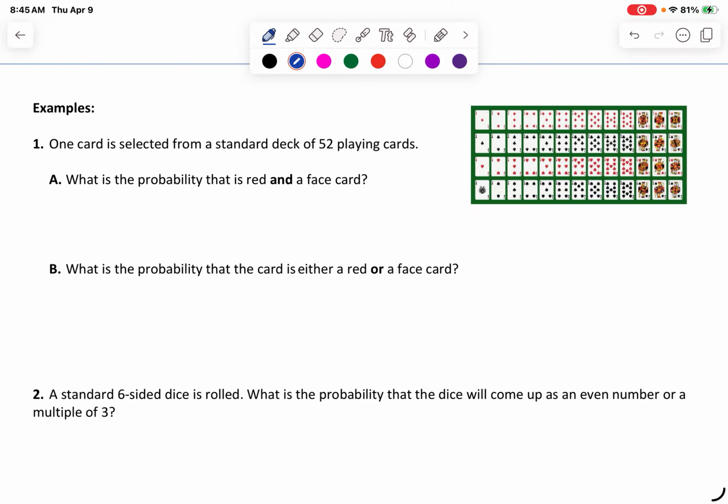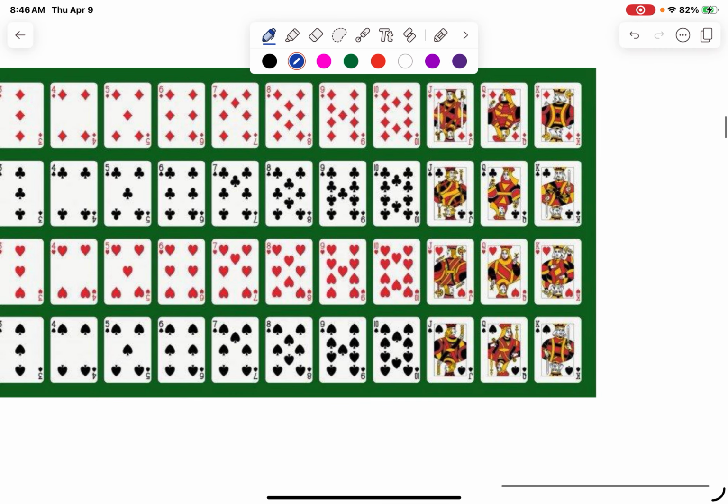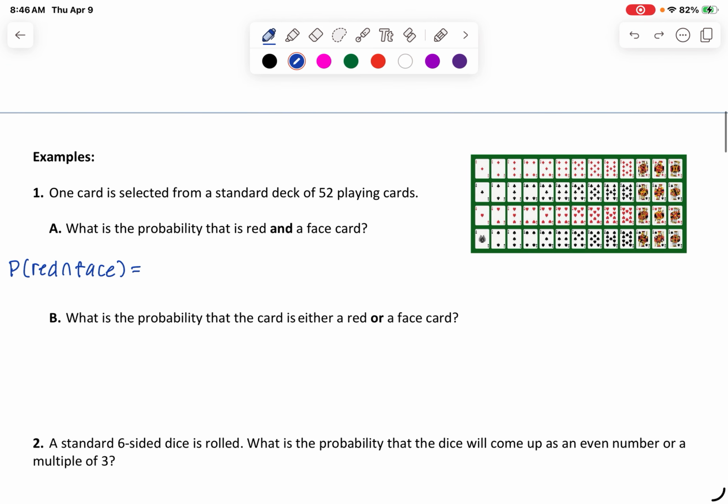What's the probability that it is red and a face card? So we want the probability of red intersection face card. It has to be red and a face card. This is different from red or a face card, which is the next problem. So we're looking for any red face cards. If you look here, there's 3 here and 3 here. So there's 6 total, and that's 6 out of 52.